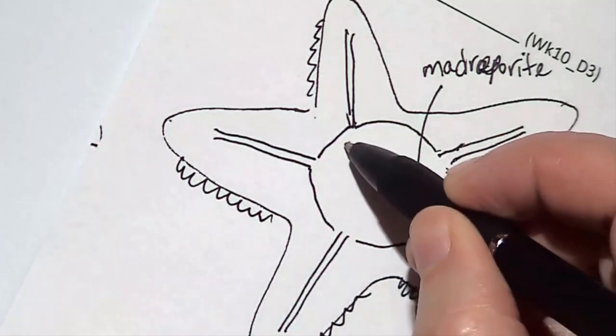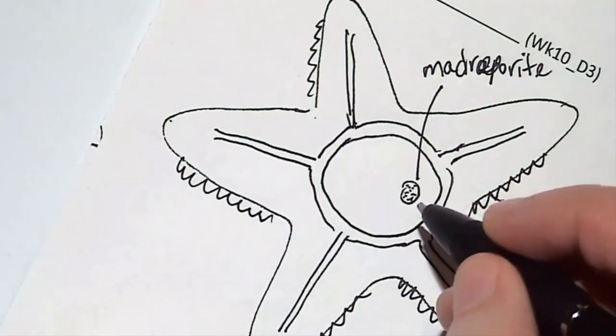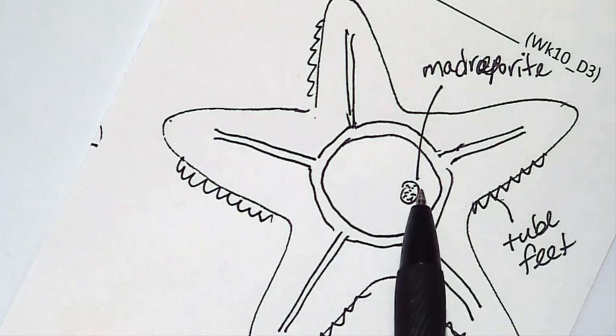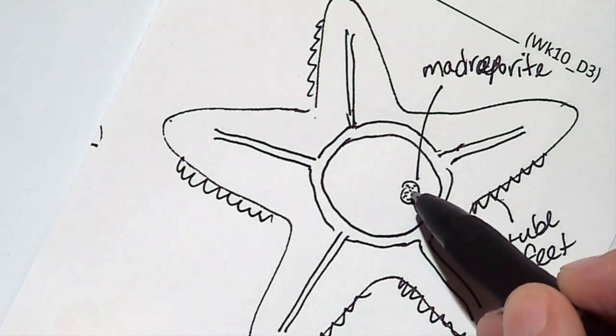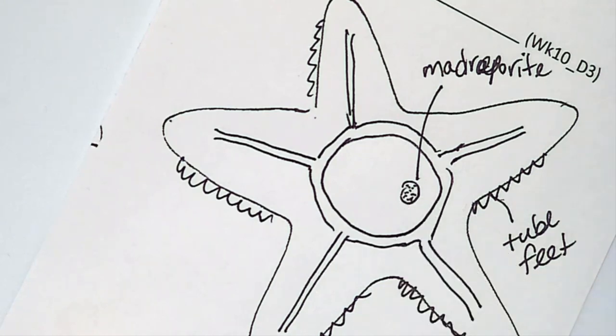I'll just make it bigger. All right, so now we've got a ring. We've got these elements. We're not going to label it yet. But how do we get water from the madreporite down to the ring?